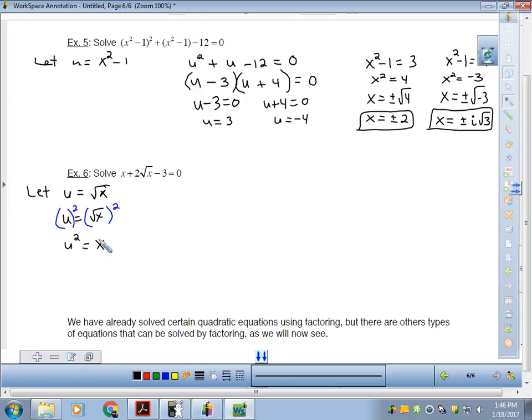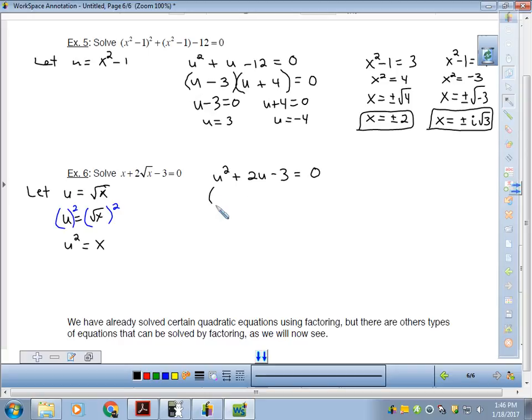And so what we're going to do is take these and substitute them in here. This is just an x, so instead of writing x, I'll write u squared. Plus 2, this square root of x, that's just my u, so 2u. And then minus 3 equals 0. And so there we go. Now we've changed it from a radical equation into a quadratic equation, which is a little bit easier to solve.